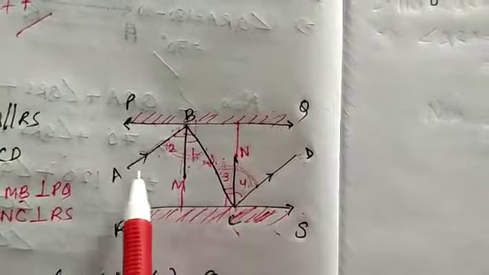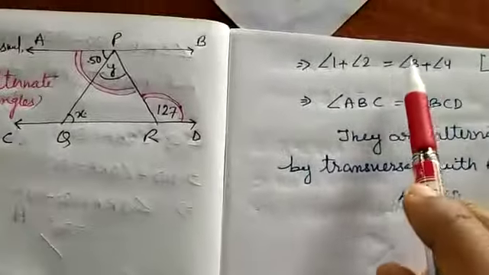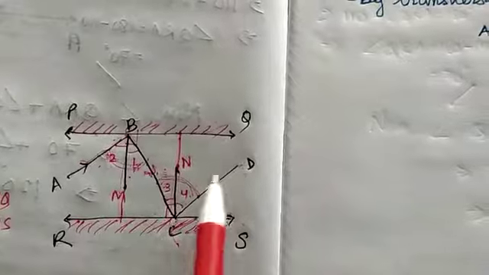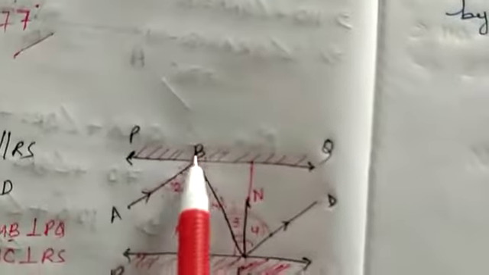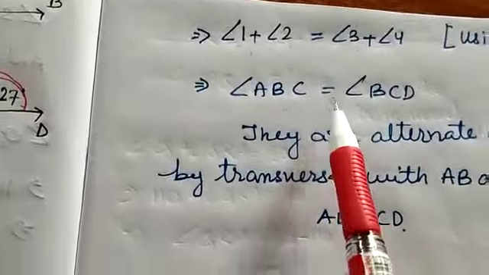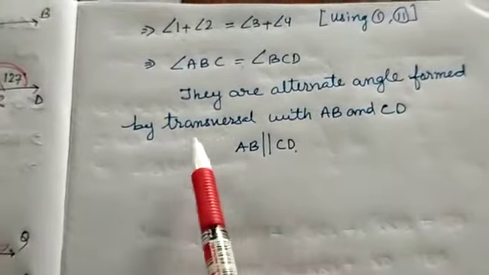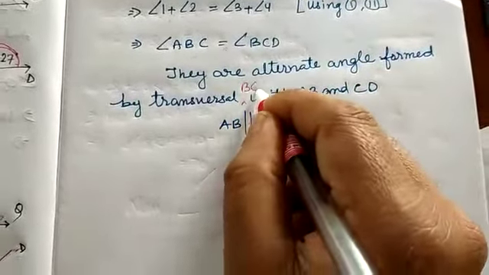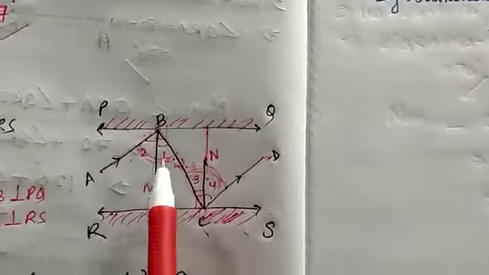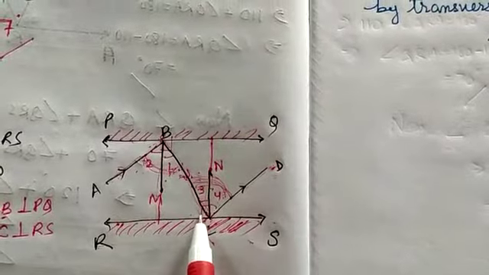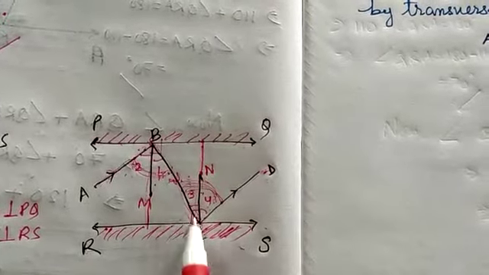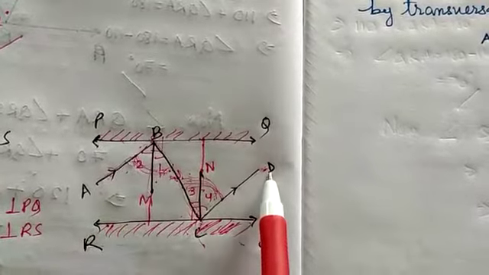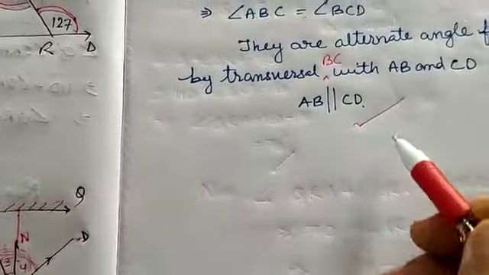That means when these two angles are added, I got angle ABC. And similarly, when these two are added, I got angle BCD. Now what type of angles are they? If you look nicely, angles ABC and BCD are alternate angles and they are equal. So I wrote they are alternate angles formed by the transversal BC with AB and CD. I repeat again, these two are alternate angles formed by the transversal BC with AB and CD, and therefore AB is parallel to CD. Proved. Thank you.